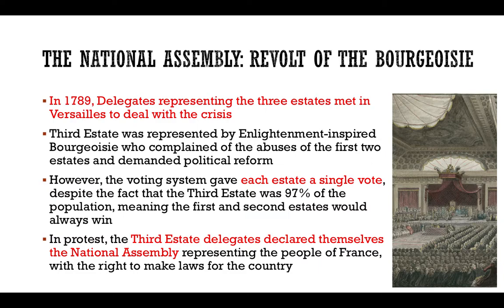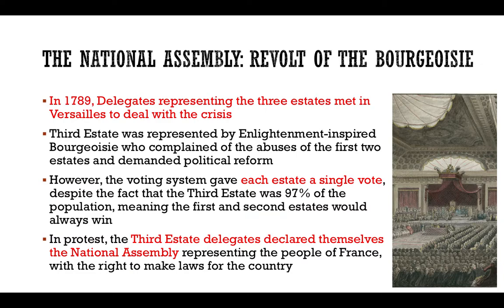The National Assembly, the revolt of the bourgeoisie. In 1789, delegates representing the three estates met in Versailles to deal with the crisis. The third estate was represented by Enlightenment-inspired bourgeoisie who complained of the abuses of the first two estates and demanded political reform. However, the voting system gave each estate a single vote, despite the fact that the third estate was 97% of the population, meaning the first and second estates would always win.